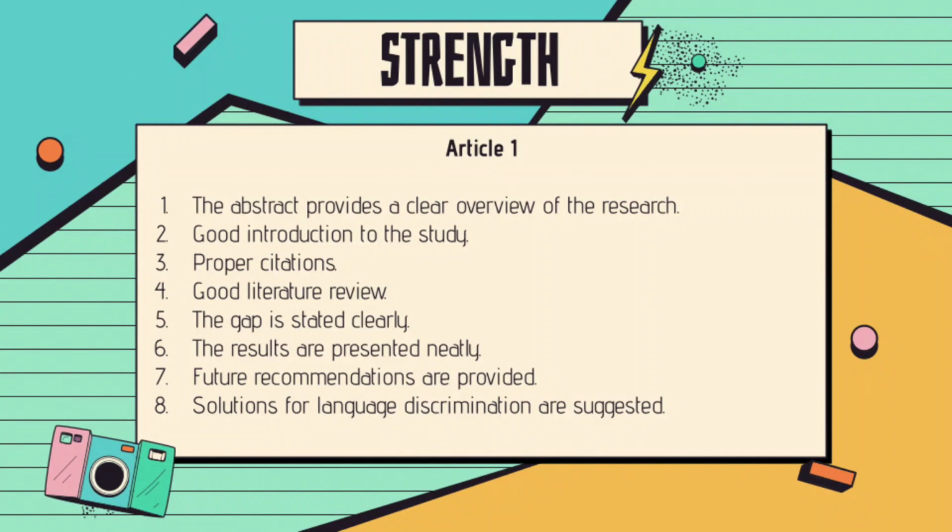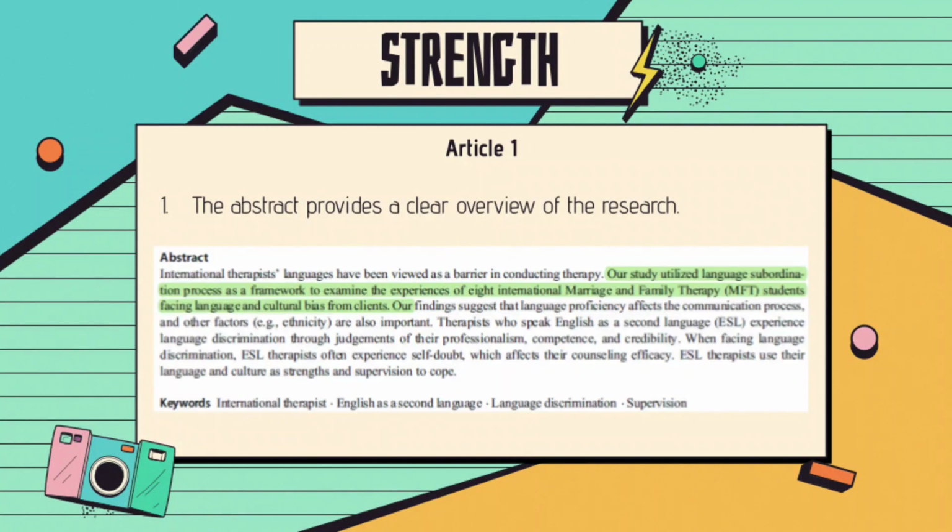So in Article 1, there are a total of 8 strengths that were found, and I'll try to explain each and every one of them in detail in the next slide. The first strength found in Article 1 is that the abstract provides a clear overview of the research. The abstract in Article 1 is very brief but full of information. It briefly goes over the methodology of the research, as well as including a brief summary of the findings. So this allows the readers to get a clear understanding of what the research will be about.